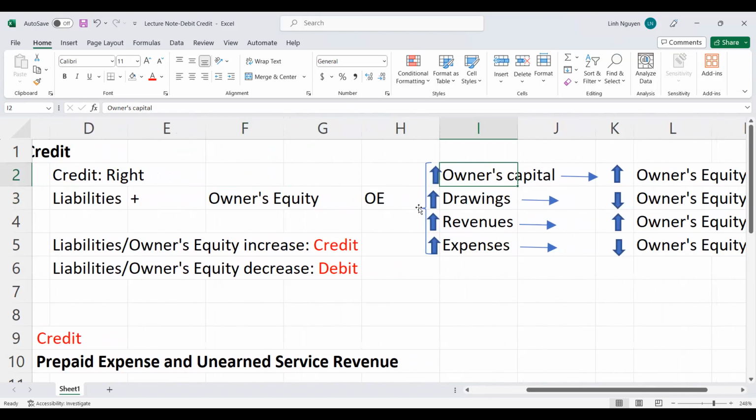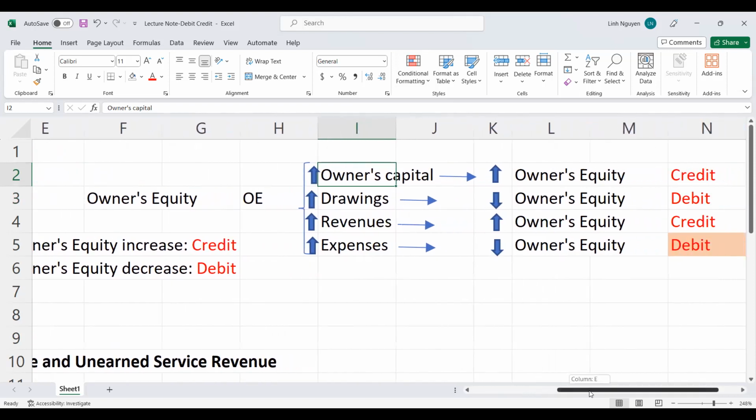So when the owner increases their owner's capital, it means they keep investing in the business, then owner's equity increases. When owner's equity increases, you remember? We credit, okay? We credit.